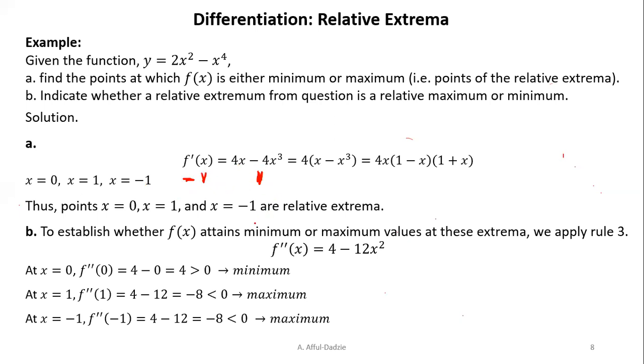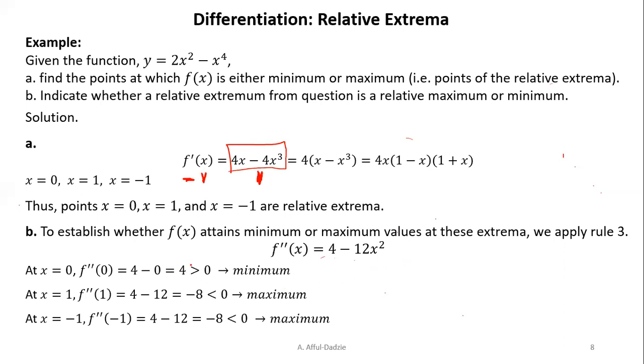Now, to be sure whether this is actually true, we would take the second derivative of this function. If we take the second derivative, this gives us the function 4 minus 12x squared. So we have the second derivative as this. Now, let's test whether our values are greater than 0 or less than 0, and see which point is a maximum and which point is a minimum.